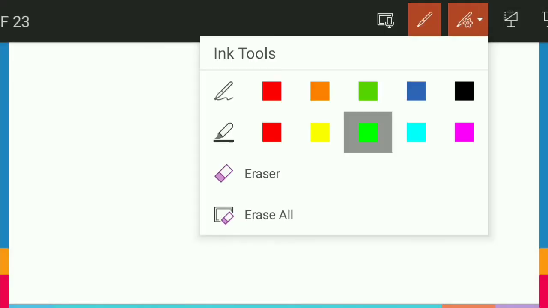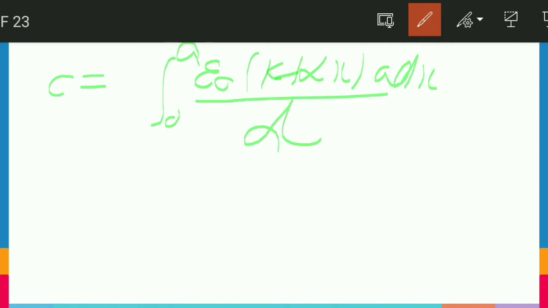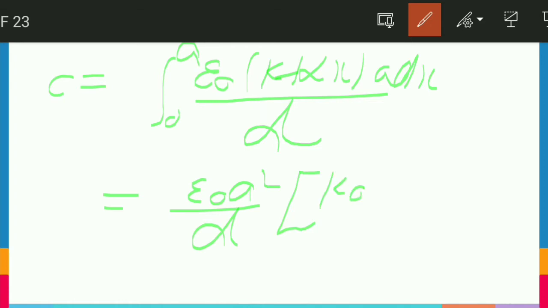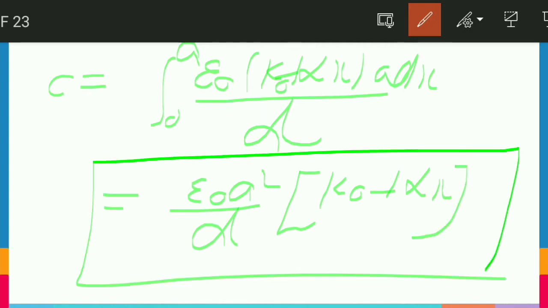Yes friends, we can write C equals the integration from 0 to a of epsilon naught (k naught plus alpha x) times a dx upon d. Integrating, I think you will be able to get the final value: epsilon naught a square by d in bracket k naught, actually it was k naught plus alpha x. So friends, this is our answer. I hope this question is clear to you, so we can jump to the next question.